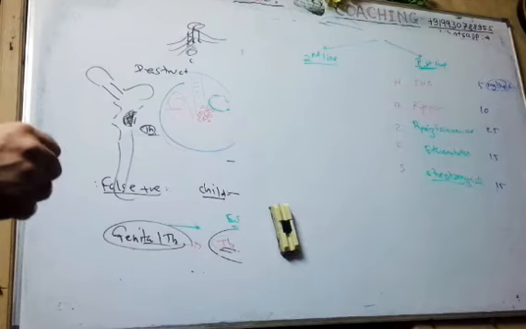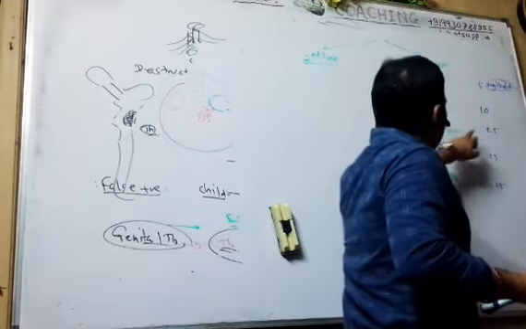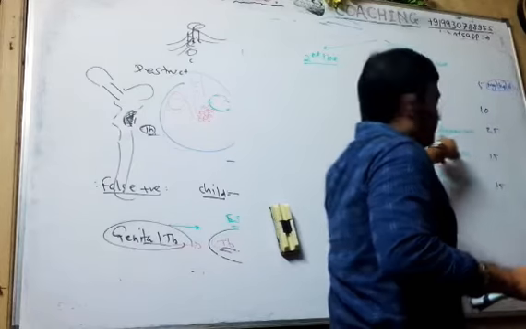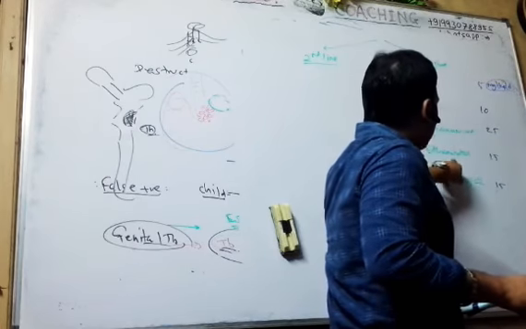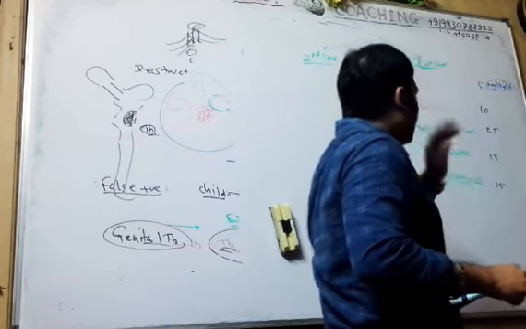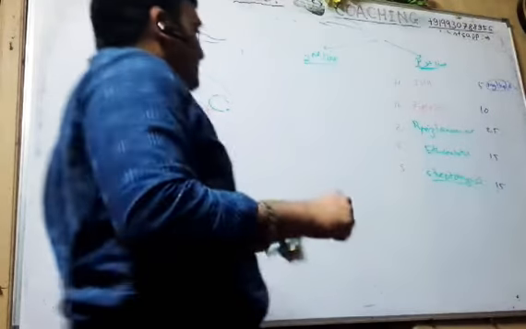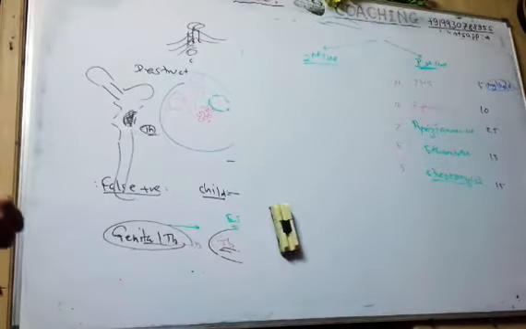5, 10, okay? Rifampicin is 10. Pyrazinamide is 25. 15. Ethambutol. And lastly is streptomycin.